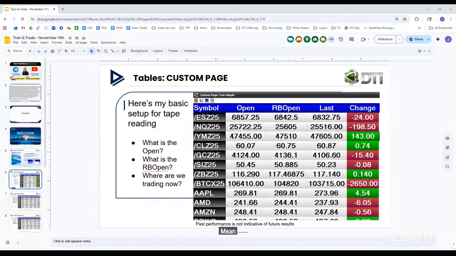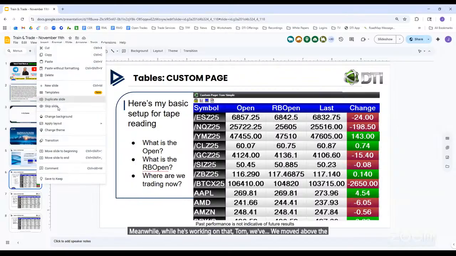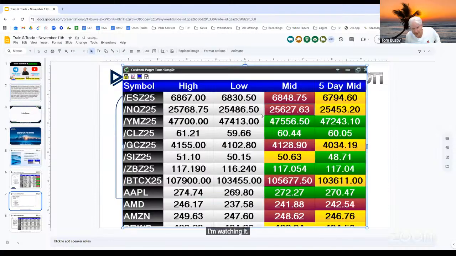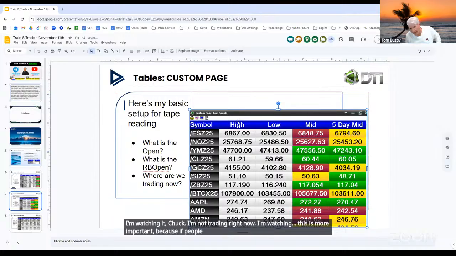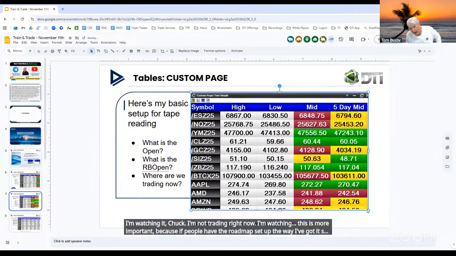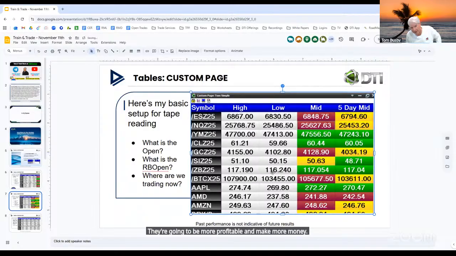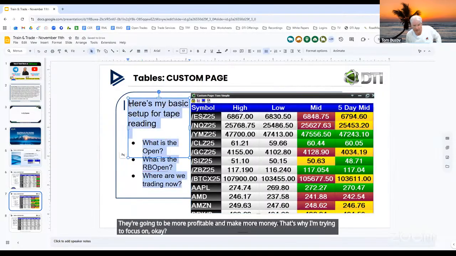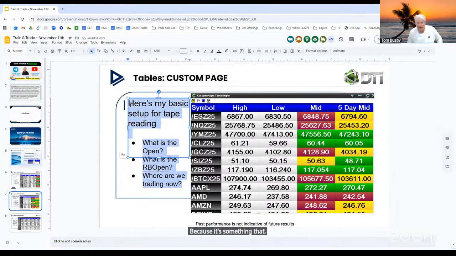Meanwhile, while he's working on that, Tom, we moved above the RB3 open. I'm watching it, Chuck. I'm not trading right now. I'm watching. This is more important because if people have the roadmap set up the way I've got it set up, they're going to be more profitable and make more money. That's why I'm trying to focus on it, because I really want to emphasize the importance of it.